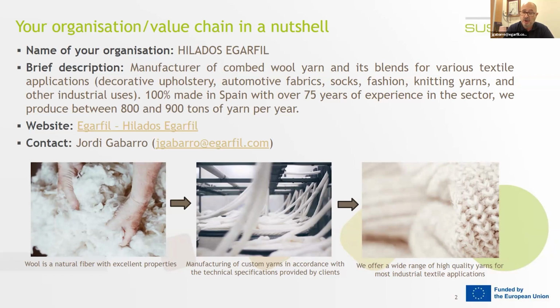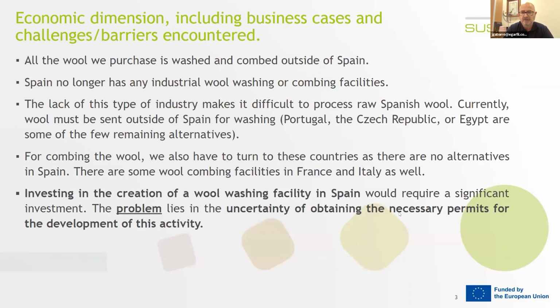Due to our technology, we produce what we call worsted yarns or combed yarns. So we need long fiber lengths of minimum 75 millimeters up. And obviously we need to use wool tops that previously have been washed. So we do buy the wool already washed and combed. Normally that wool is washed outside Spain, and sometimes even outside Europe.